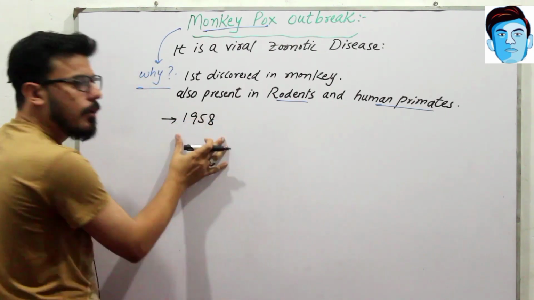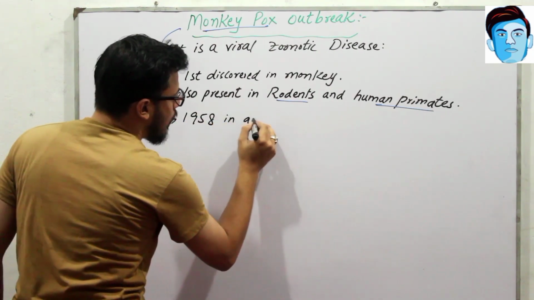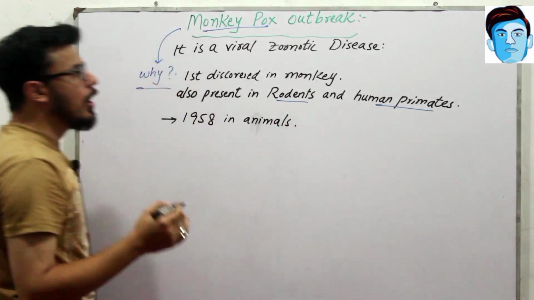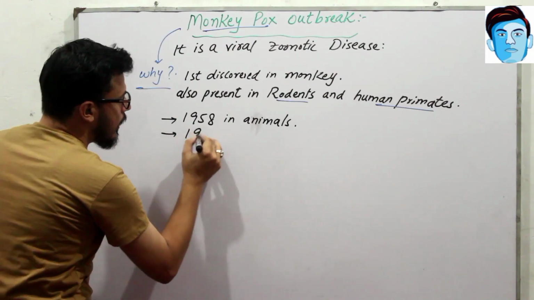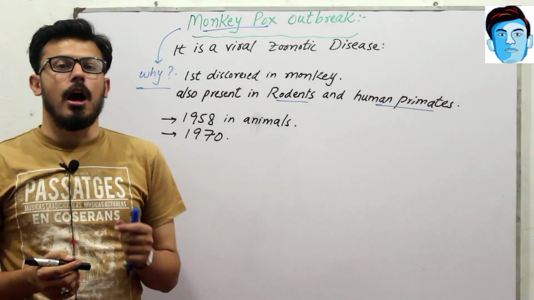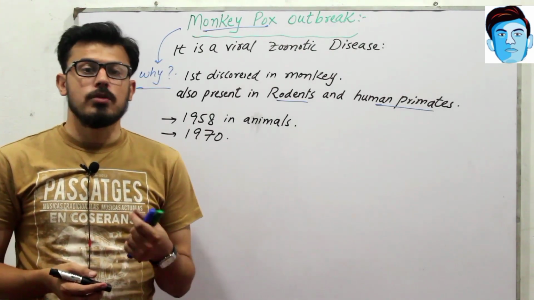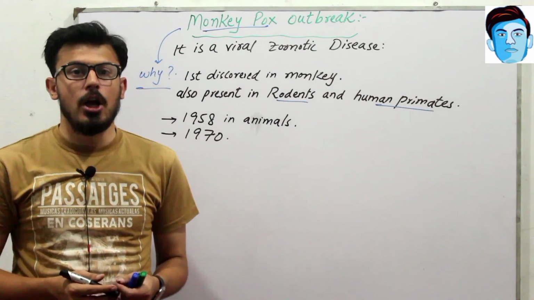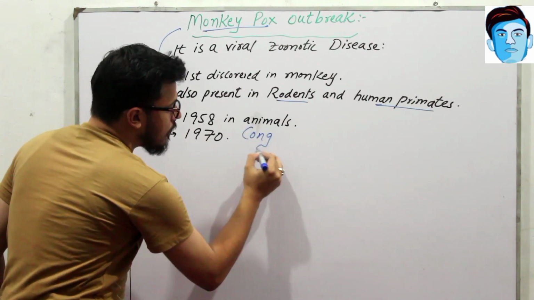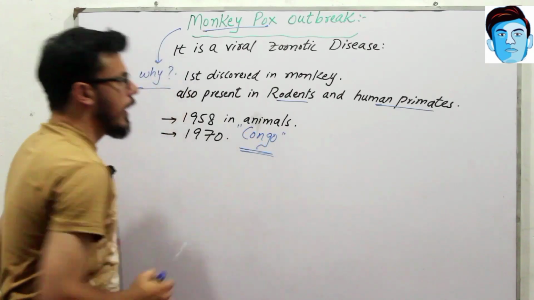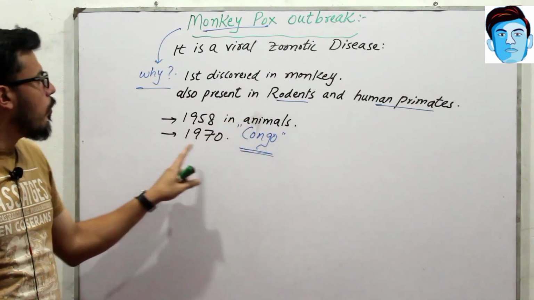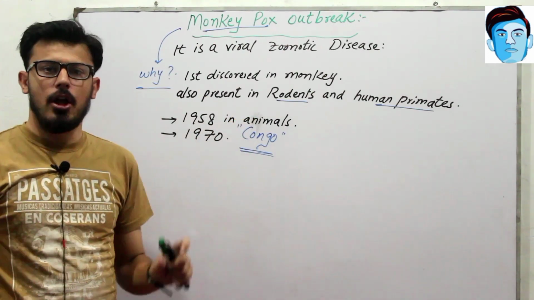The disease was first discovered in 1958 in animals, while in humans it was first discovered in 1970, at a time when active immunization and vaccination against smallpox was being performed. At that time there was a state by the name of Congo, where the first case was reported. So in 1958 it was first discovered in animals, while in 1970 it was first discovered in humans.